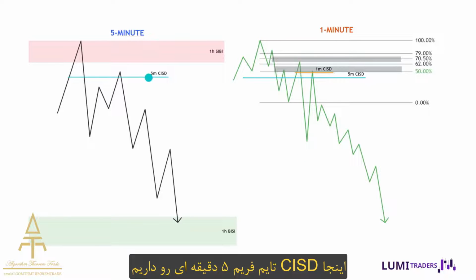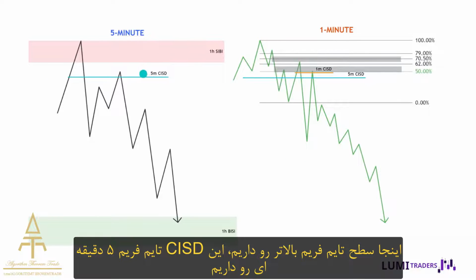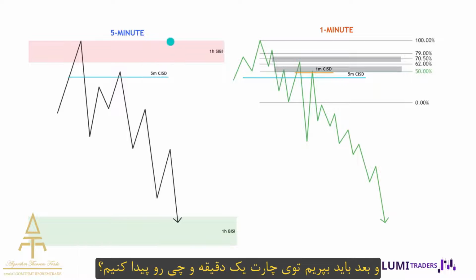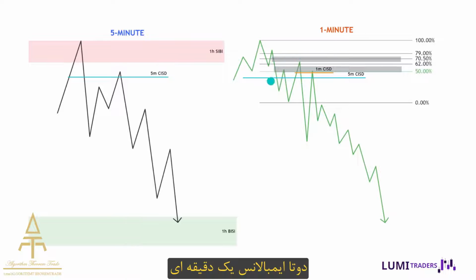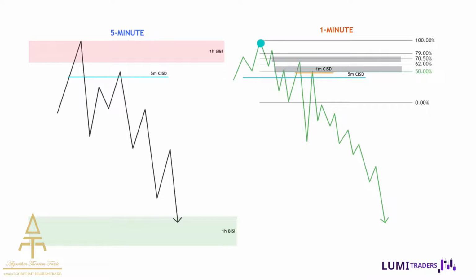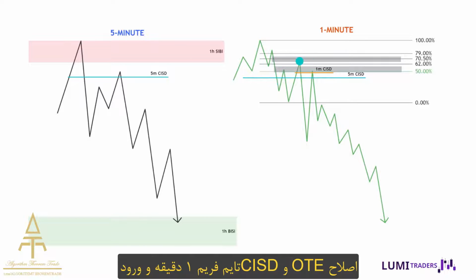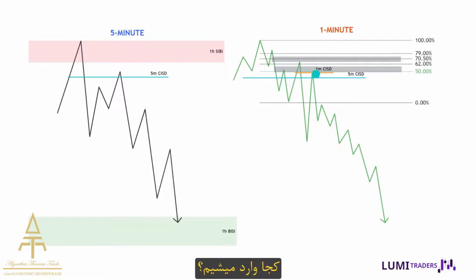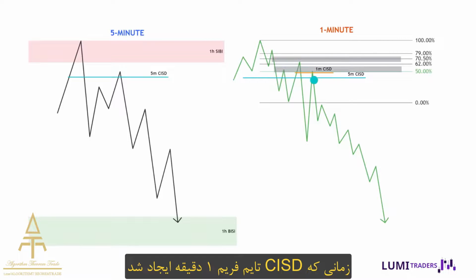5 minute change in the state of delivery, height from level right here, 5 minute change in the state of delivery. Then you want to jump on 1 minute chart and find what? 2 1 minute imbalances right here with a 5 minute change in the state of delivery range. Perfect. 1, 2. OT retracement, 1 minute change in the state of delivery. Entry. Entry where? Once we got 1 minute change in the state of delivery.